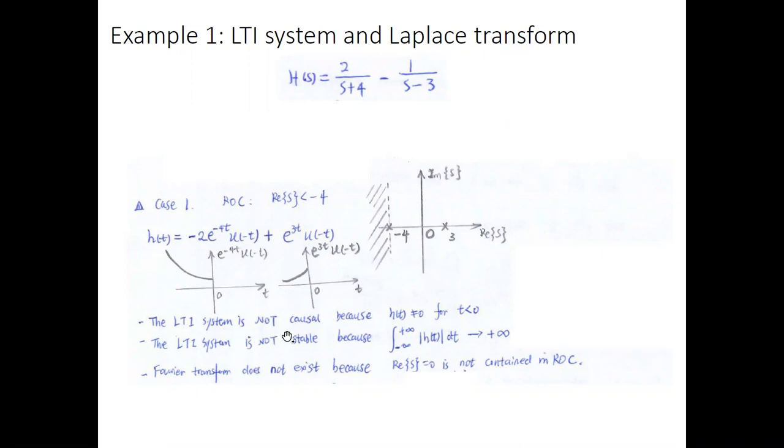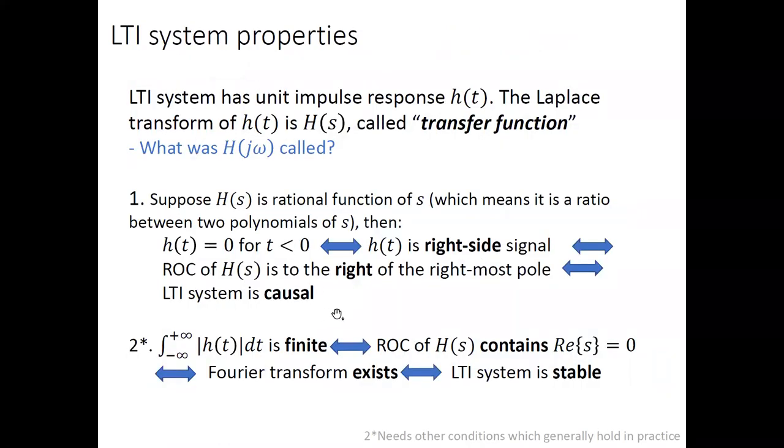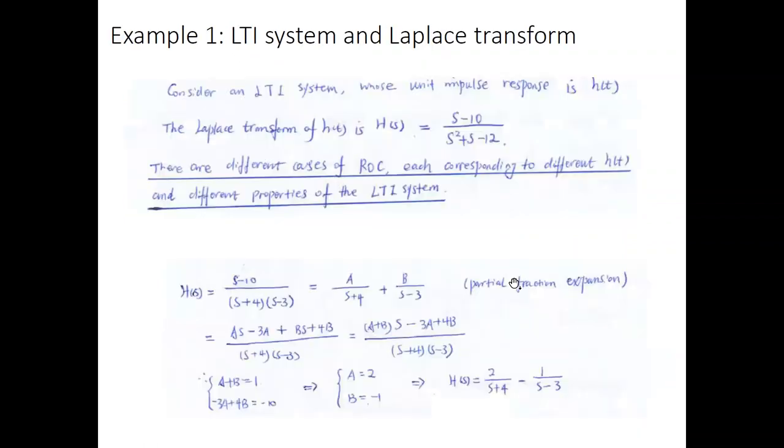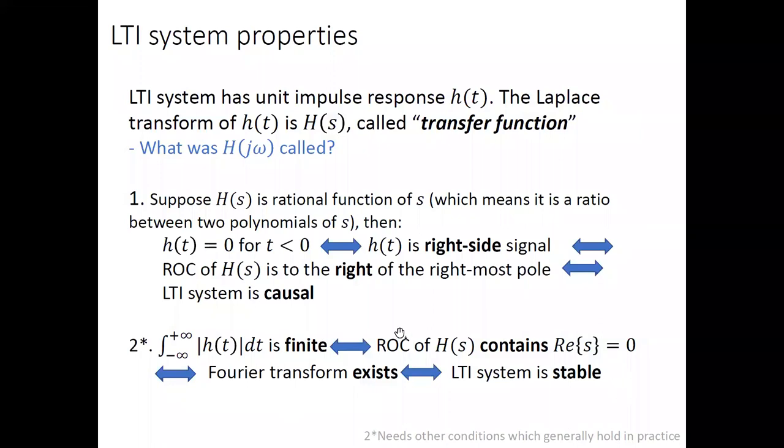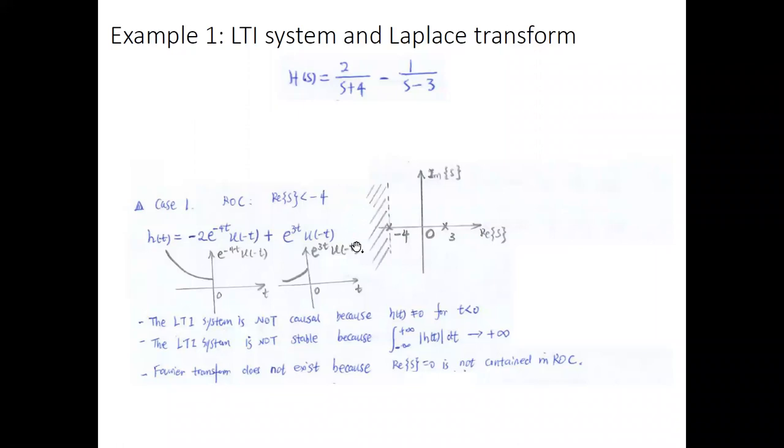But we can also tell the causality and stability from the region of convergence of the Laplace transform. From this slide, we know that the system is causal when the region of convergence is to the right of the rightmost pole. In this example, the region of convergence is to the left of the leftmost pole, which does not satisfy the causality condition. Therefore, the system is not causal. And for the system to be stable, we can refer to the second property. We need the region of convergence to contain the imaginary axis. But here the region of convergence does not contain the imaginary axis.